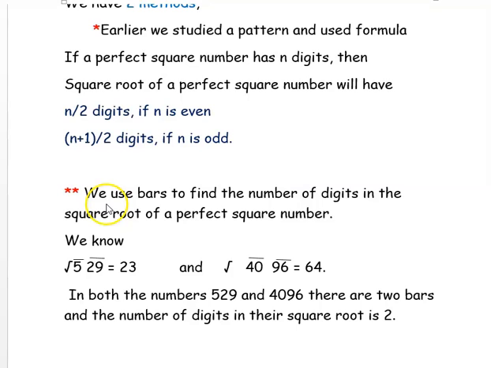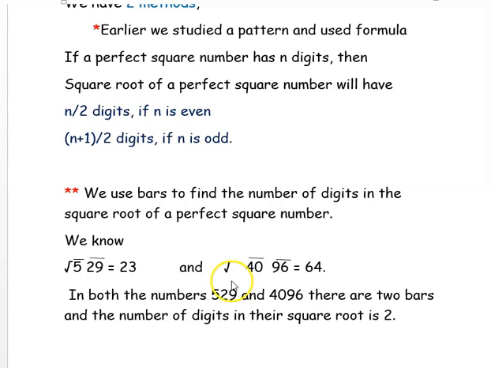Now we are going to see a new method, where we use bars to find the number of digits in the square root of a perfect square number. Take a perfect square number, 529, and we want to find the number of digits in its square root. As we know, we put a bar over each pair of digits starting from the ones digit. I have paired 9 and 2 and placed a bar over them. Then the number left is 5, so I have placed a bar over 5. Here the total number of bars is 2, and we know that the square root of 529 is 23.